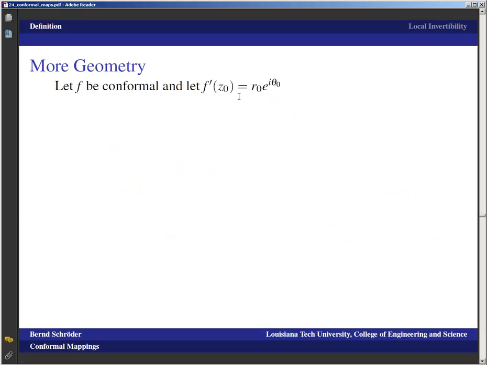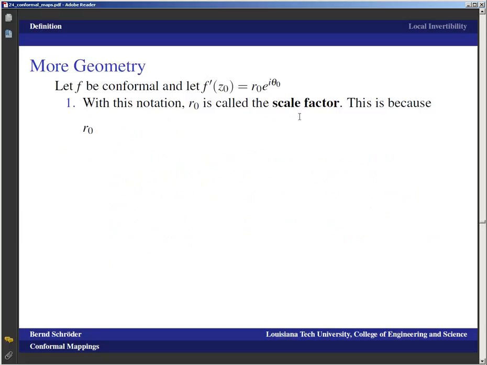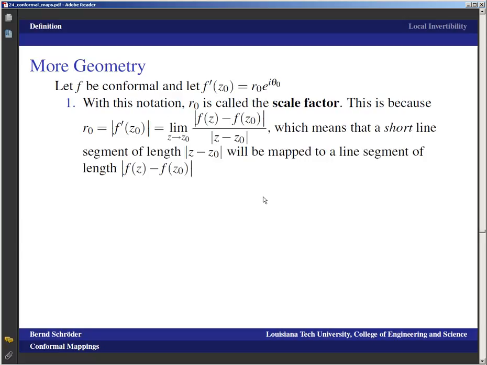If f is conformal and has derivative at z0 being r0 e to the i theta 0, then we call r0 the scale factor. That's because r0 is the magnitude of the derivative at z0, which we know is the limit as z goes to z0 of f of z minus f of z0 divided by z minus z0, the whole thing taken the magnitude of.